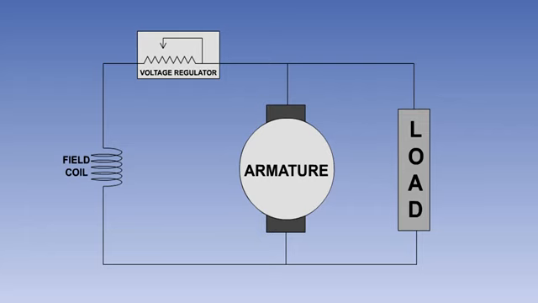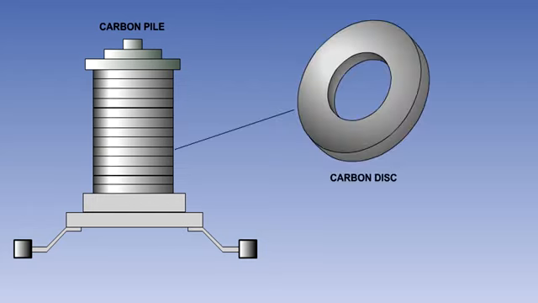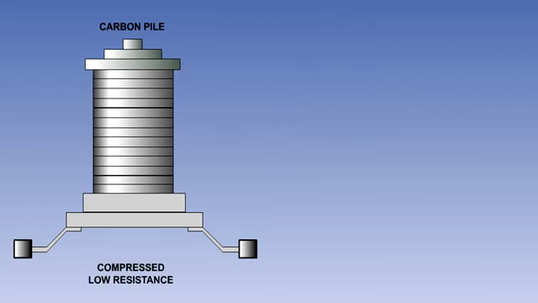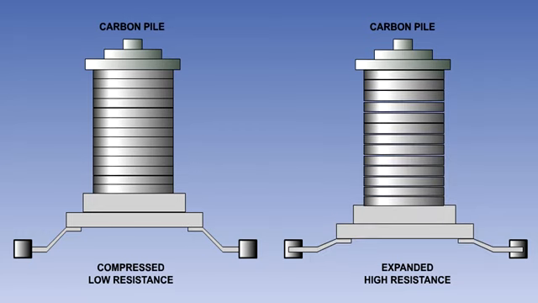The most common electromechanical system is the carbon pile voltage regulator. A carbon pile voltage regulator uses a carbon pile as a variable resistor. The carbon pile is a stack of carbon discs, whose overall resistance is inversely proportional to the amount of compression of the stack. The more the stack is compressed and the discs are pressed together, the lower is its resistance. And the less it is compressed, the higher is its resistance.